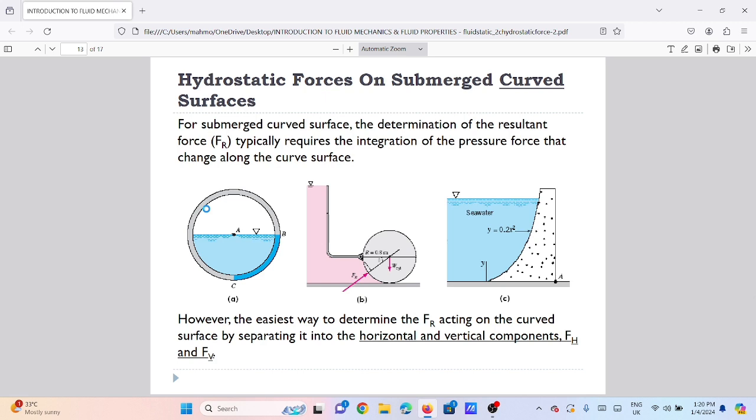Now we go to the next slide, hydrostatic force on submerged surface. For a submerged curved surface, determination of the resultant force typically requires the integration of the pressure force that can change along the curved surface. However, the easiest way to determine the resultant force FR acting on the curved surface is by separating it into the horizontal and vertical components, FH and FV.